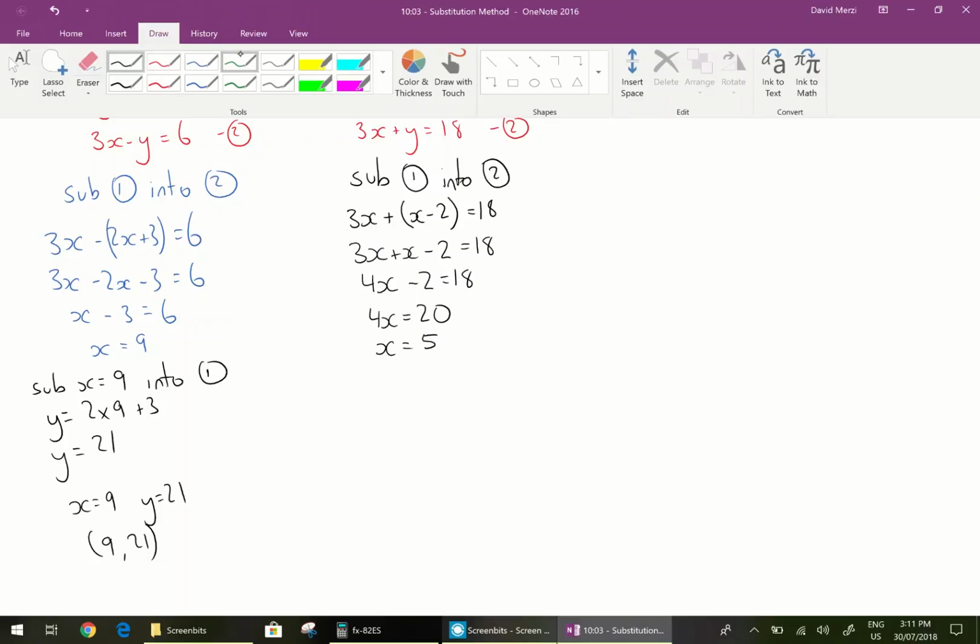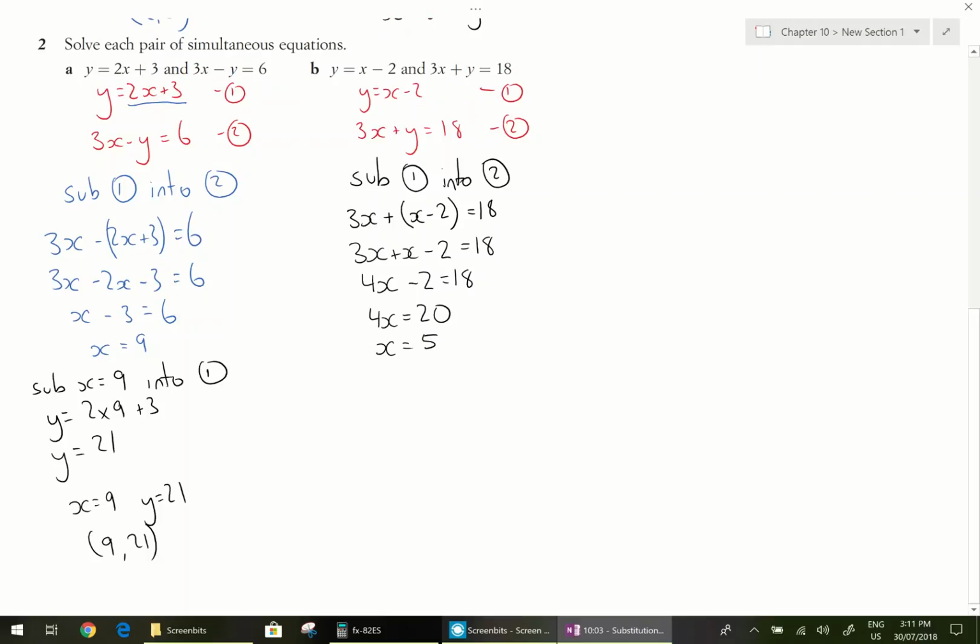The other part of our solution is to find out what y is. And again, I could put x equals 5 into equation 1 or into equation 2. I'm going to substitute it into the first equation because it's going to give me my answer straight away. Because y is going to equal 5 minus 2. y is going to equal 3. So your solution is x equals 5 and y equals 3. And that's it.